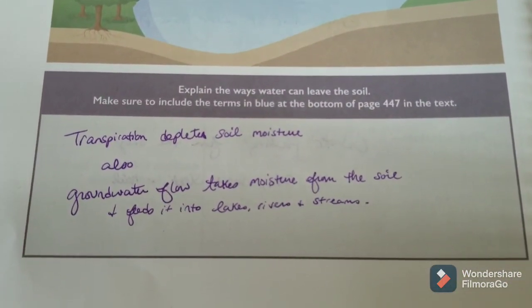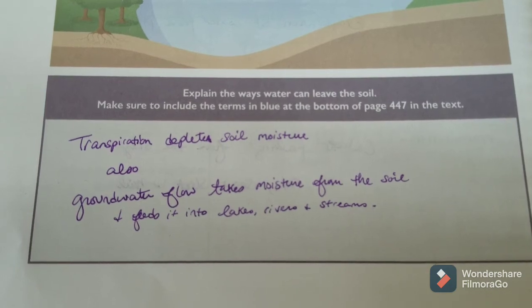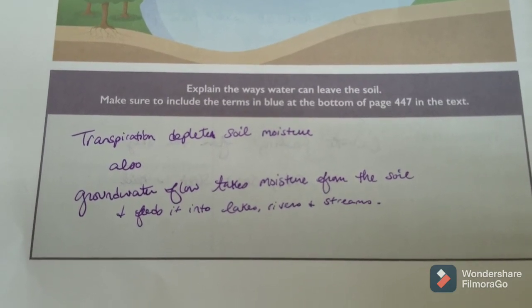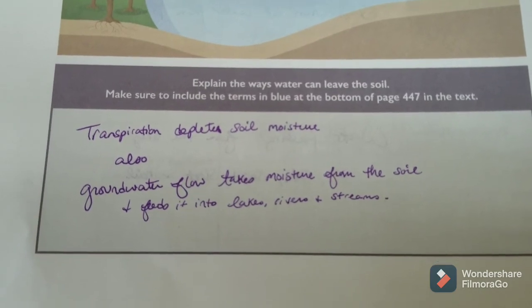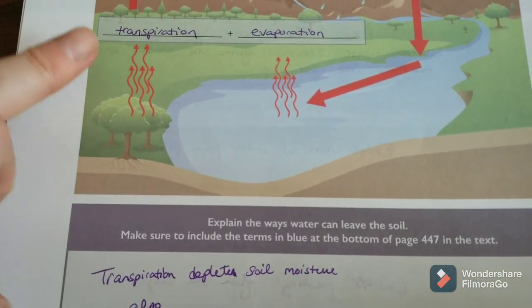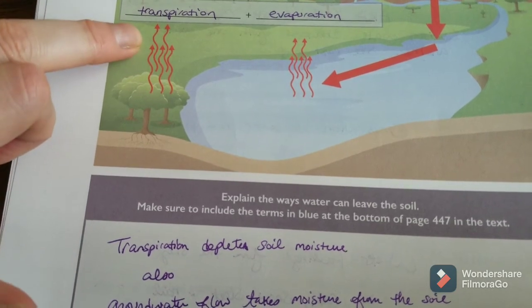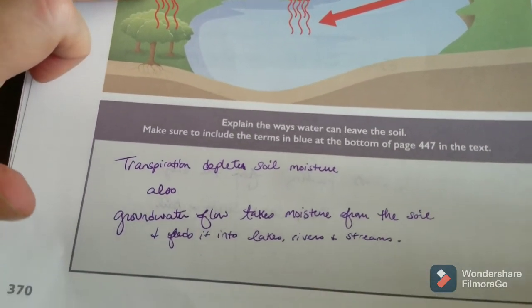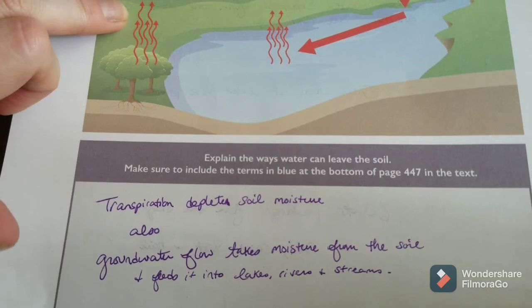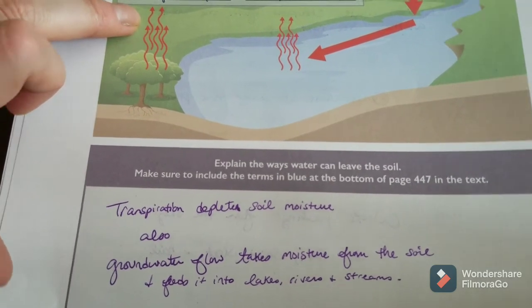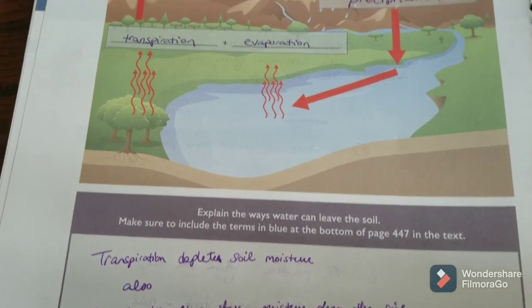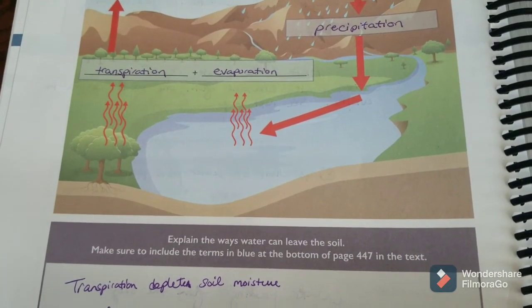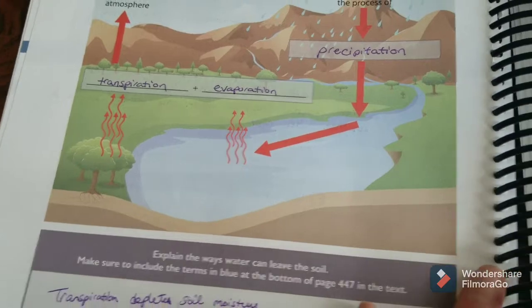All right. Explain the ways that water can leave the soil. Transpiration depletes soil moisture. That's where the transpiration, this is that. It takes the moisture out of the soil, as well as groundwater flow takes moisture from the soil and feeds it into lakes and rivers and streams. So groundwater flow and transpiration is where the water in the soil goes.